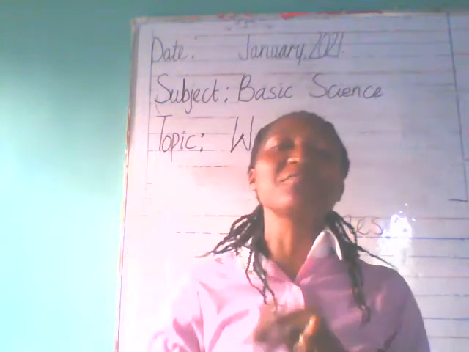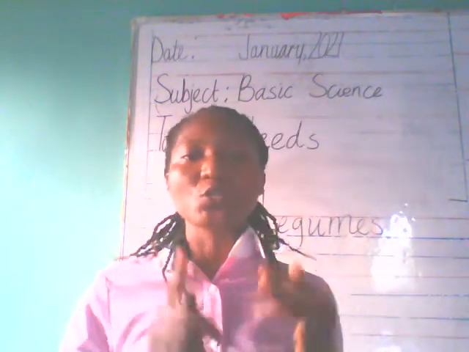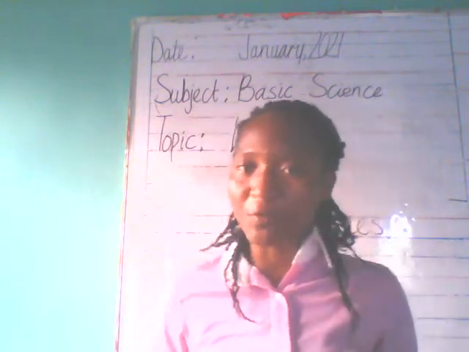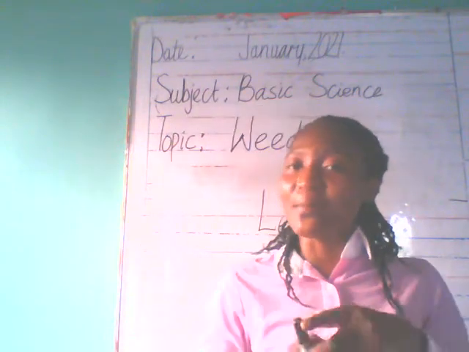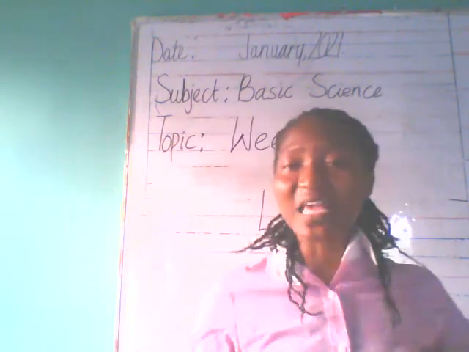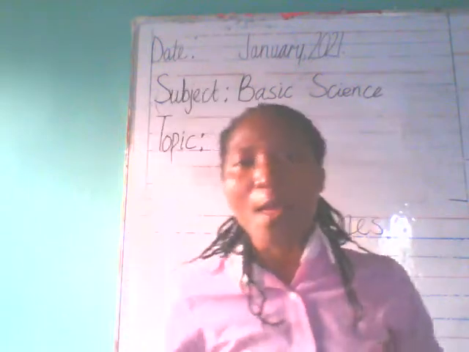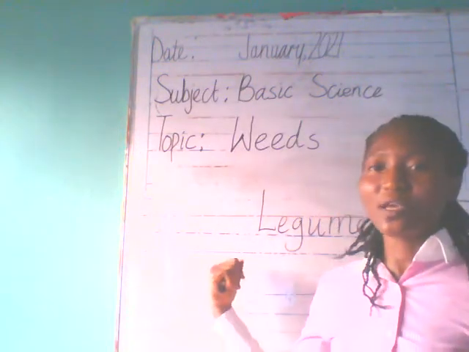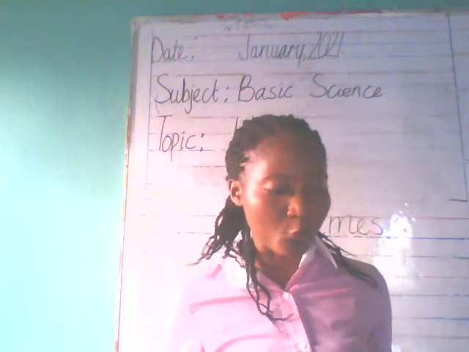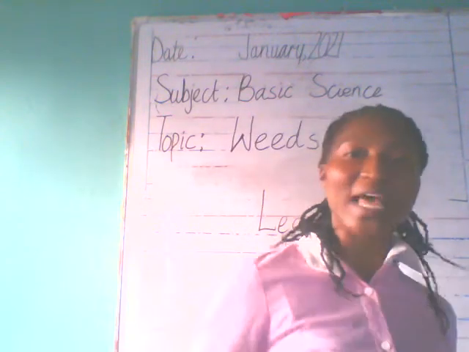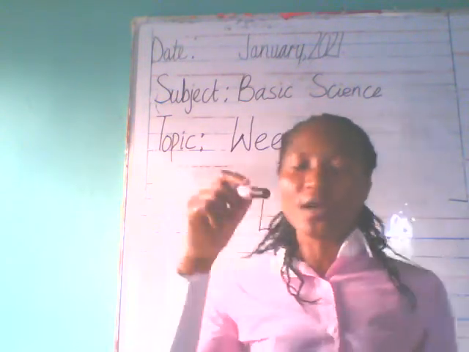Number 1, it serves as food for farm animals. 2, it helps to control erosion. 3, it serves as a medicinal value. 4, it helps to retain water in the soil. 5, it is used as a what? A cover crop, which helps to fix nitrogen into the soil.